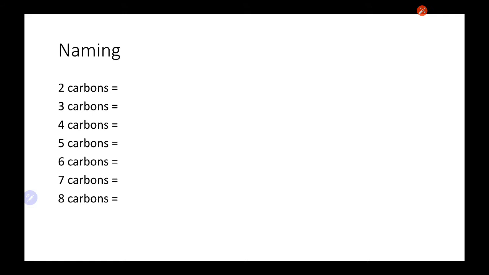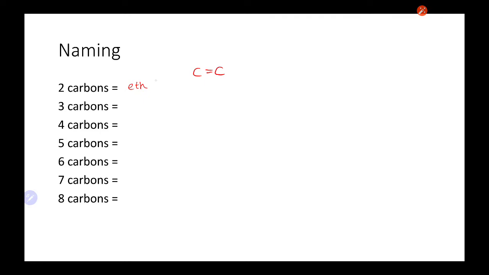So similar to the alkanes, you've got the same prefixes for your alkenes as well. We're starting off with 2 carbons, so there's not an alkene that only has 1 carbon in it, because you need to have that double bond in there. We can't have a double bond unless there's at least 2 carbon atoms.